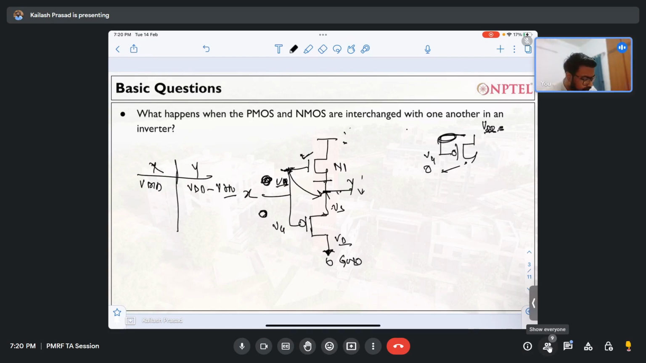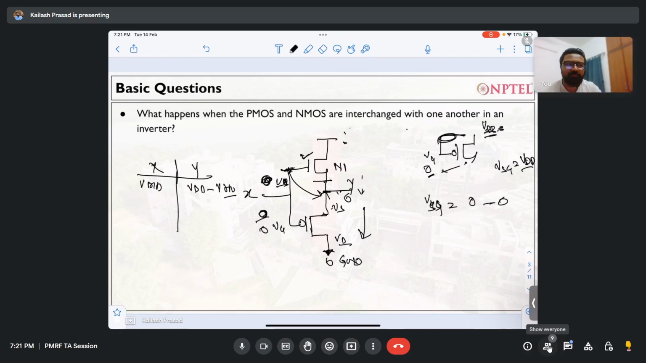Yes. You want to pull this node to 0 using a PMOS, right? Suppose I pull this node to 0, what will happen to VGS of a PMOS, or VSG of PMOS? Earlier the case was, if this is 0, this is VDD, my VSG is VDD. Now when I'm trying to pull this to 0, the VSG will become 0, right?